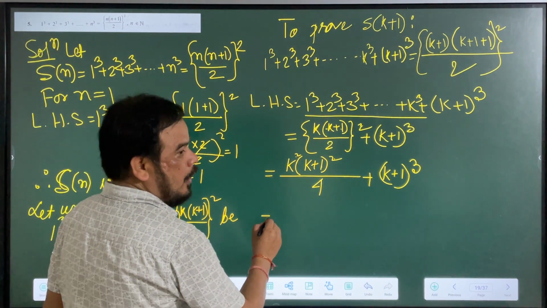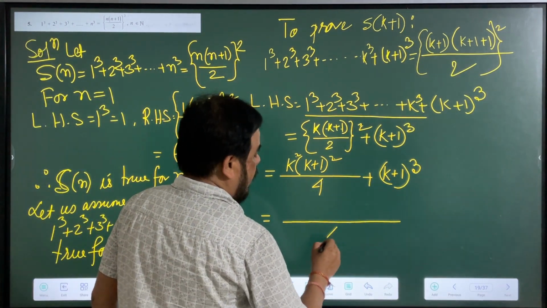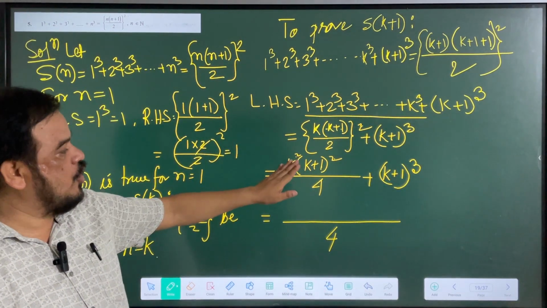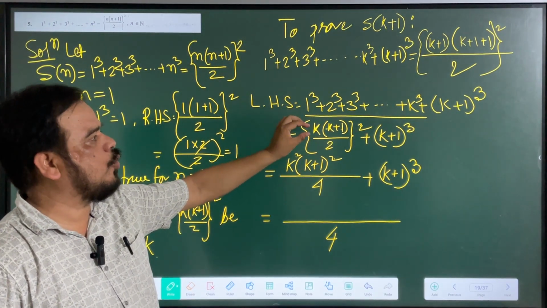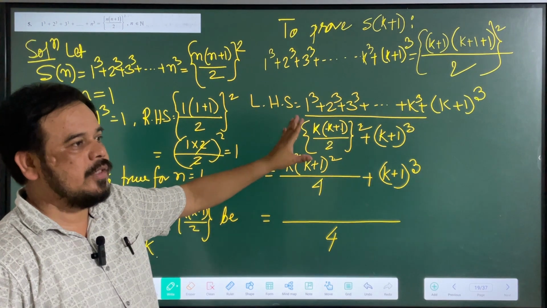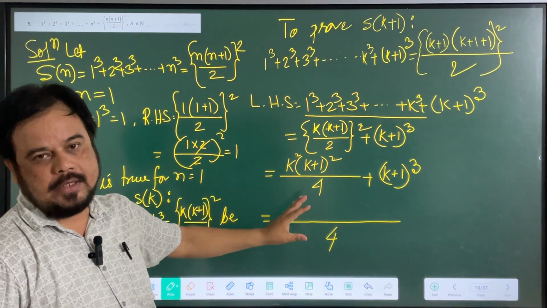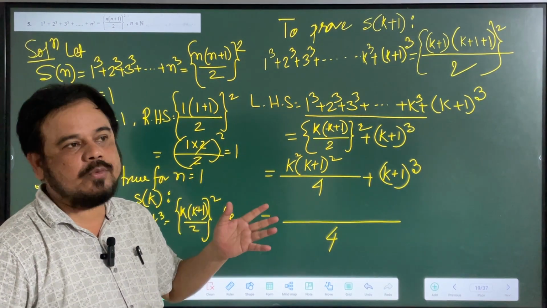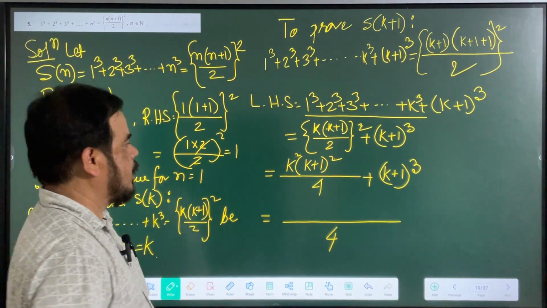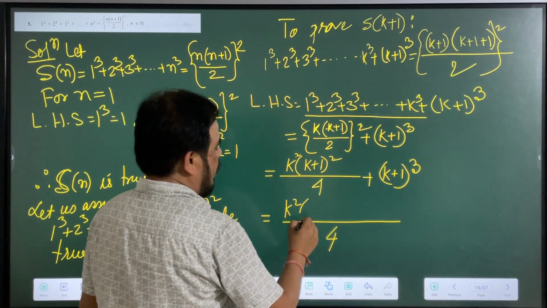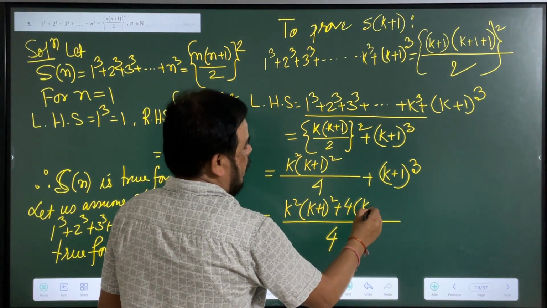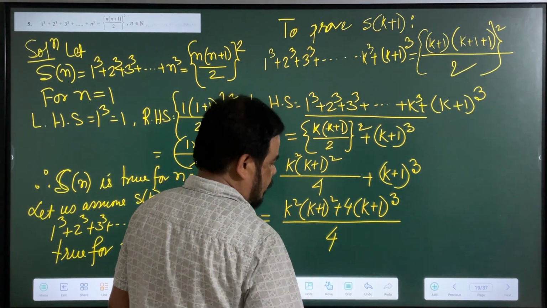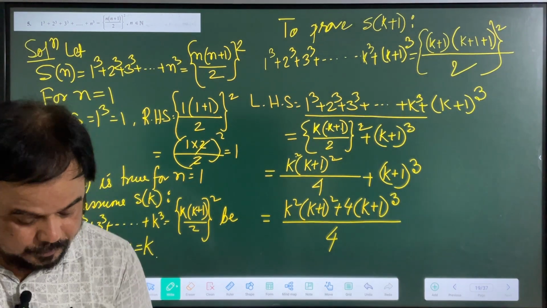Okay, now we will take the LCM. I hope till this much you have understood. Nothing is done. Here there is no complication. Don't worry about the sum, just put the value and do the calculation. If you are weak in calculation, then there will be mistakes. Okay, k square into k plus 1 whole square plus 4 into k plus 1 whole cube.